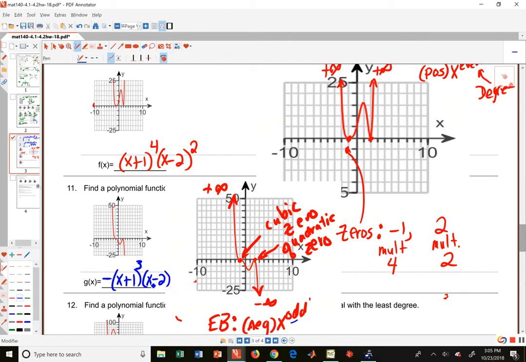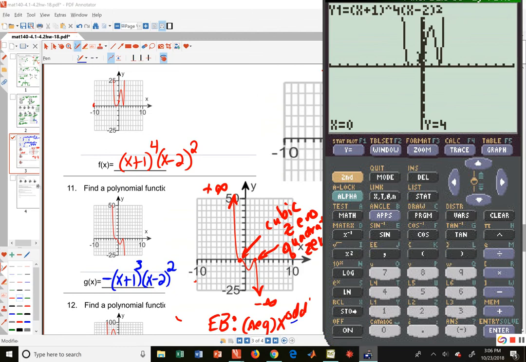So it'll be 0 at 2, but we want to put a quadratic 0 because it bounces off the axis and it's not real flat there. That's why we didn't go with a 4 or 6. So even multiplicities bounce off the axis, odd multiplicities cross the axis, and then the higher your multiplicity, the more flat it is as it goes through your 0. Anyway, this looks pretty good.